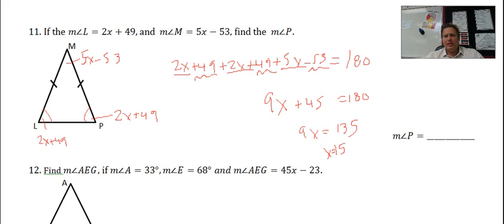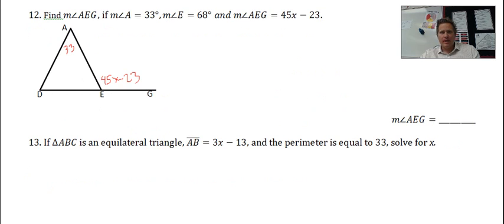Okay, but it didn't ask me what x was, it asked me what angle P was. So remember, I got to plug this 15 back into there, and so I'm going to get 30 plus 49, which means angle P right here is going to equal 79 degrees. Alright, here we go. So the next one, I started labeling it.